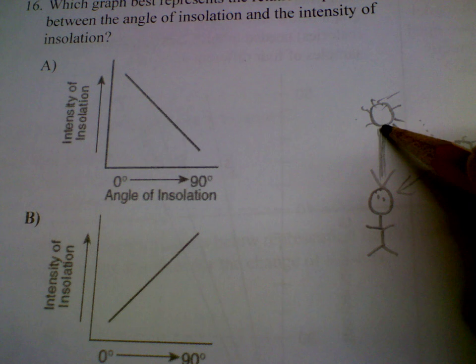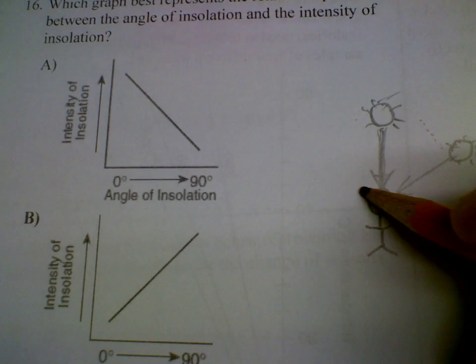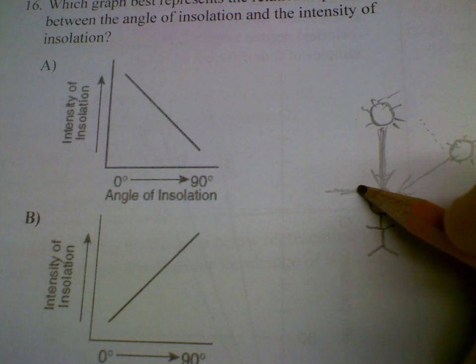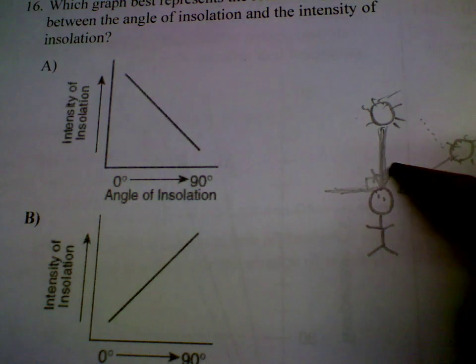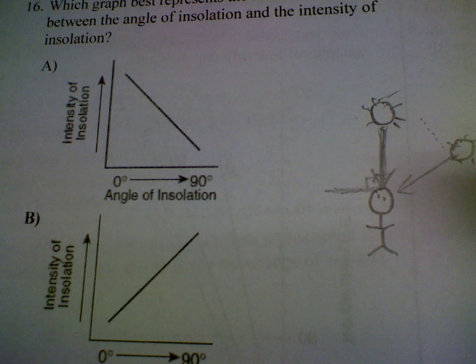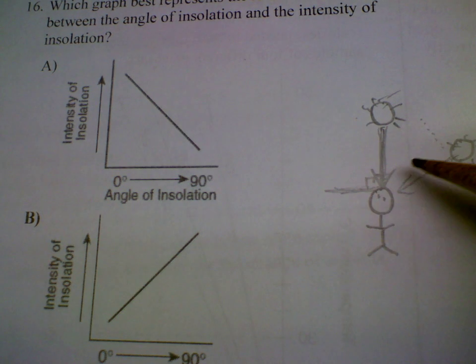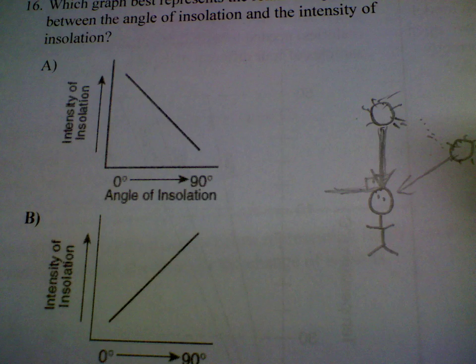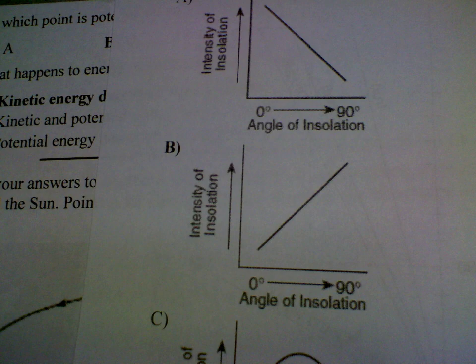This is much more intense when you get hit directly with the sun's rays. That would form a 90-degree angle with the horizon. And when you get that 90-degree angle, we call those direct rays, perpendicular rays, anything like that. So as the angle of insolation goes up, intensity goes up. That is a direct relationship. That would be choice B.